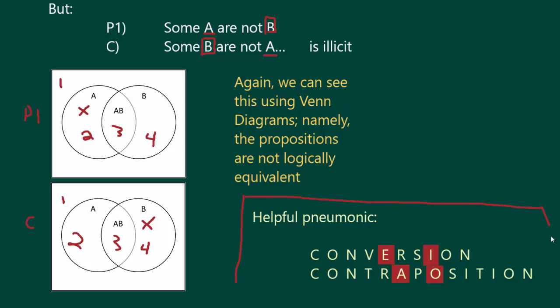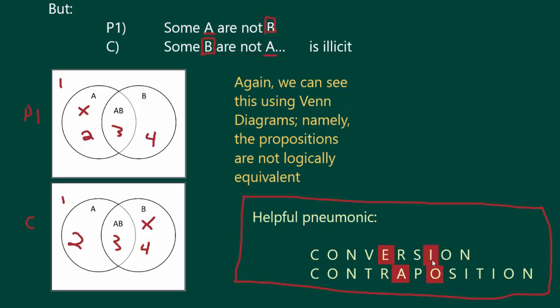So here's a helpful way of remembering when the use of conversion and when the use of contraposition gets you a legitimate inference. If we look at the second and third vowels of each of these words, we have, in the case of conversion, E and I. So if we start with an E proposition or an I proposition and then we convert it, the new proposition that we get will be logically equivalent to our original proposition. And so you would have a legitimate inference from one to the other.